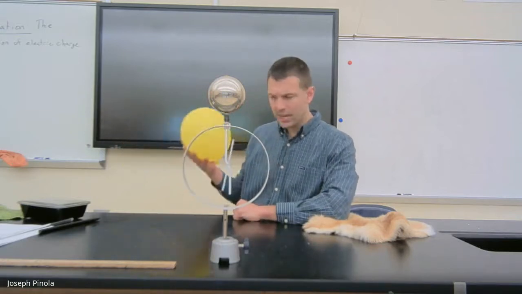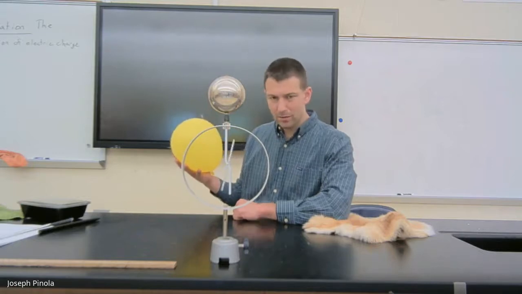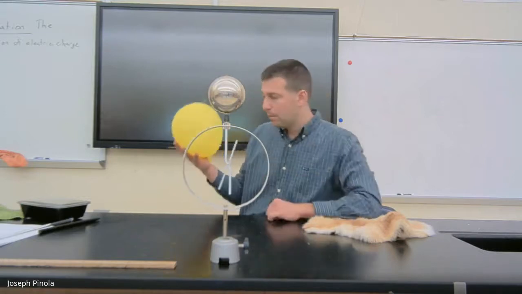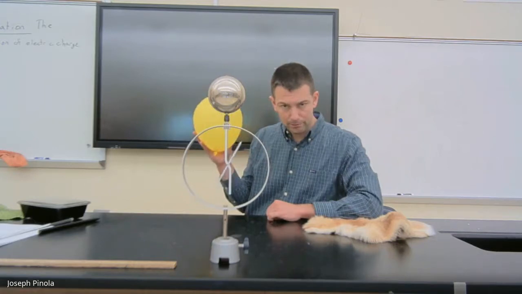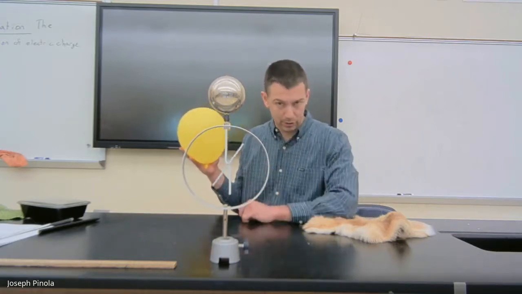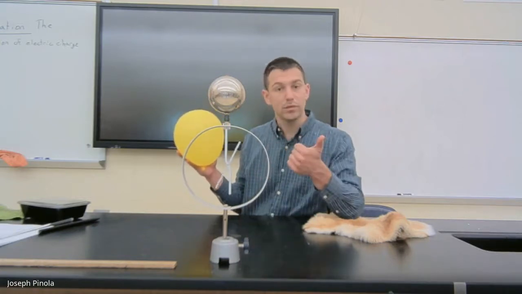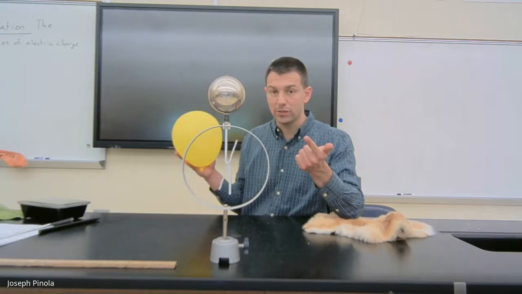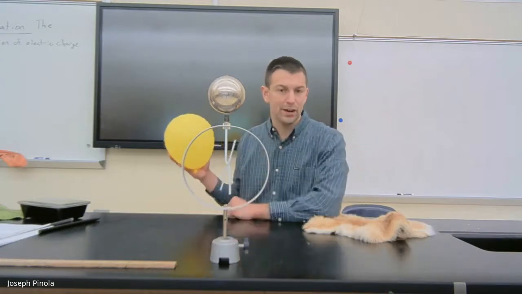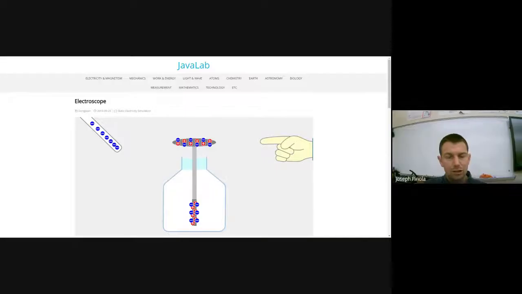Did the balloon ever touch the electroscope? No. My hand may have touched it, but never the charged balloon. Let's take a look at how polarization played a role in this third method of charging. That is not charging by friction and not charging by contact, but instead our third type. To show you how this works, let's take a look at an online simulation.